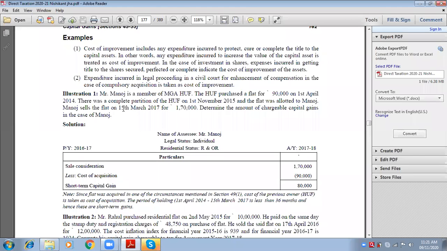Write down the name of assessee. Write down the information that we always write before even starting the solution. 5 things are to be written. I hope you remember. Write down name of assessee, Mr. Manoj. Legal status, individual. Now he is individual. You will not write member of HUF because after partition we are selling the property, no? Okay, individual.